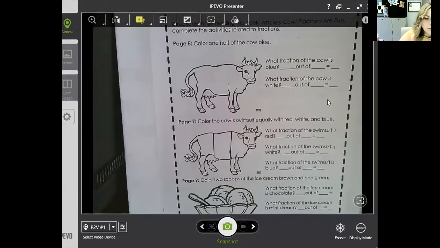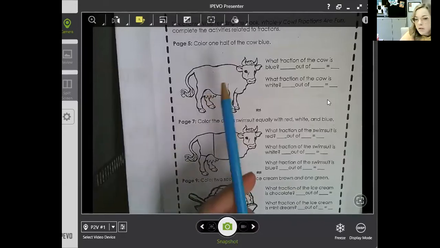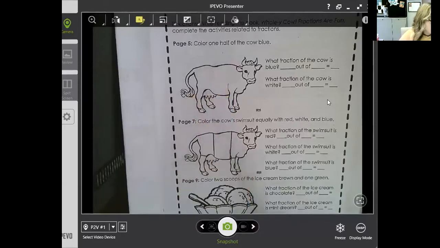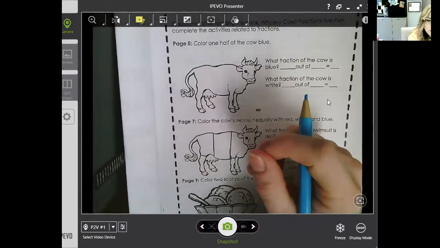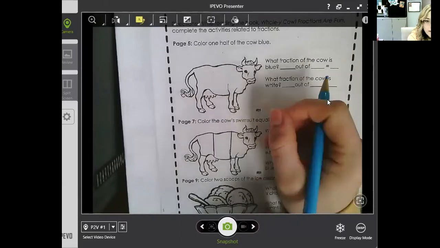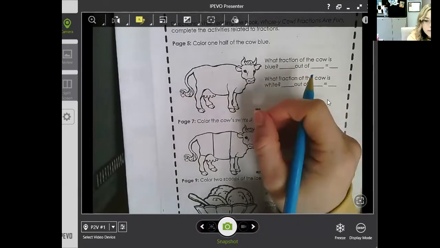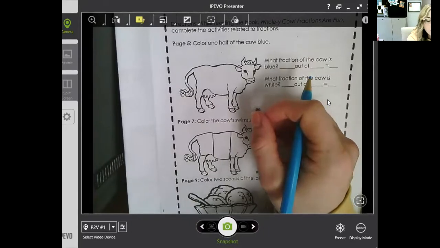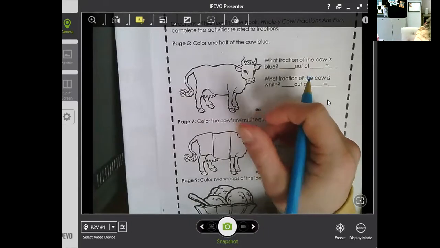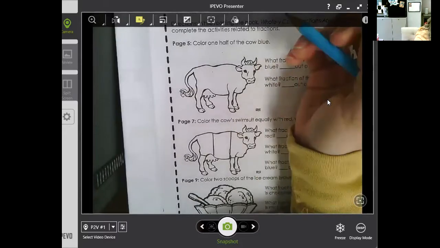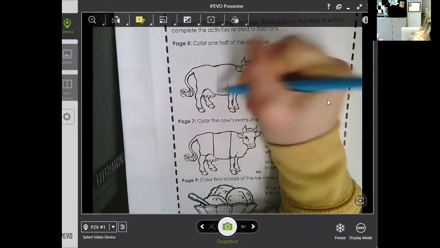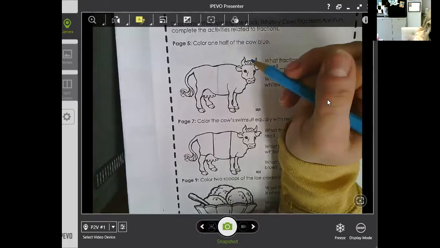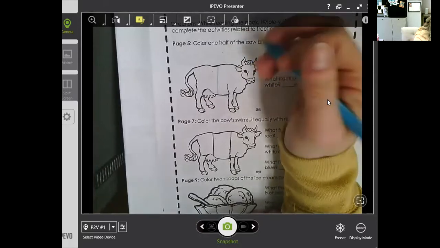All right. So blue. I am going to use a blue colored pencil. You can use a blue marker, a blue crayon, whatever you'd like that's a writing utensil that is blue. So in the story, the narrator said that the cow had been painted half blue. I'm going to draw a line halfway down the cow. I noticed that in the story, the back half of the cow was painted blue, so I'm going to do that.